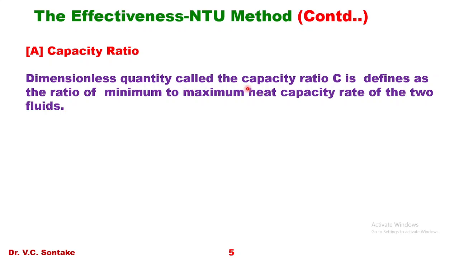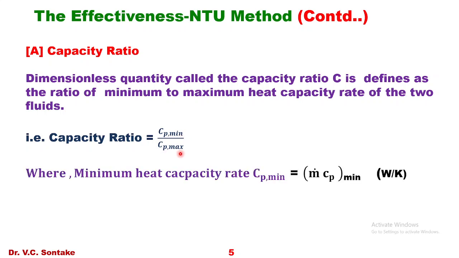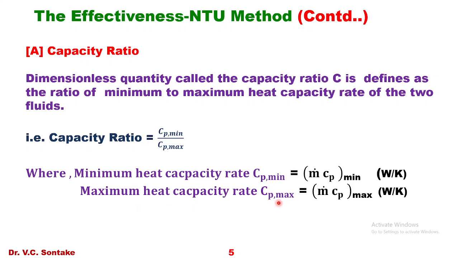The dimensionless quantity called the capacity ratio, capital C, is defined as the ratio of minimum to maximum heat capacity rate of the two fluids. Mathematically, capacity ratio is equal to capital Cp minimum to capital Cp maximum, where the minimum heat capacity rate, capital Cp minimum, is the product of m dot Cp under minimum condition, and its unit is watt per Kelvin, and maximum heat capacity rate, capital Cp max, is equal to m dot into Cp under maximum condition, and unit is watt per Kelvin.